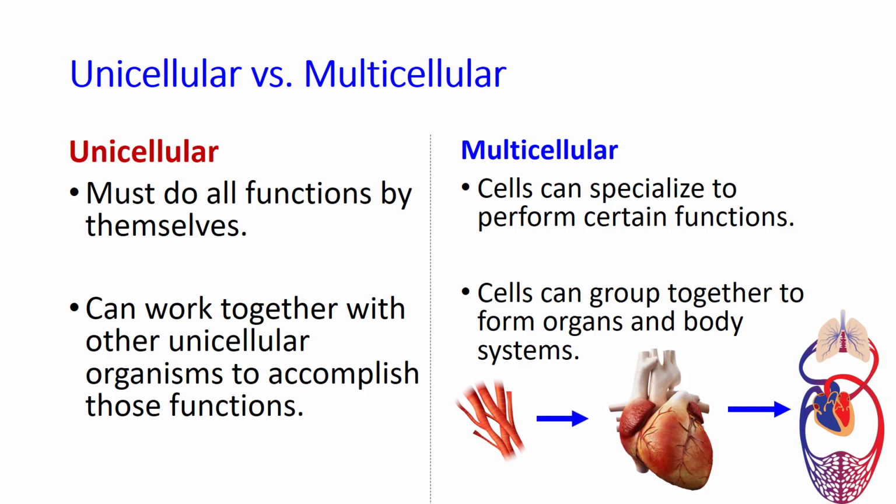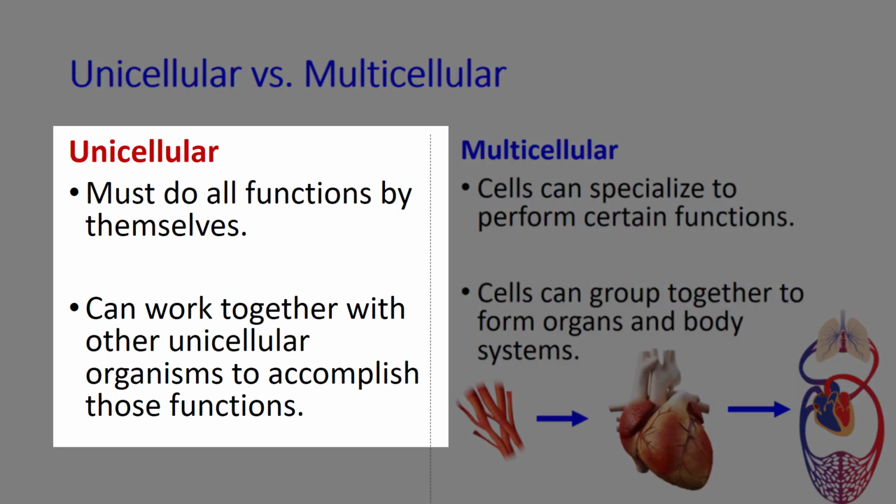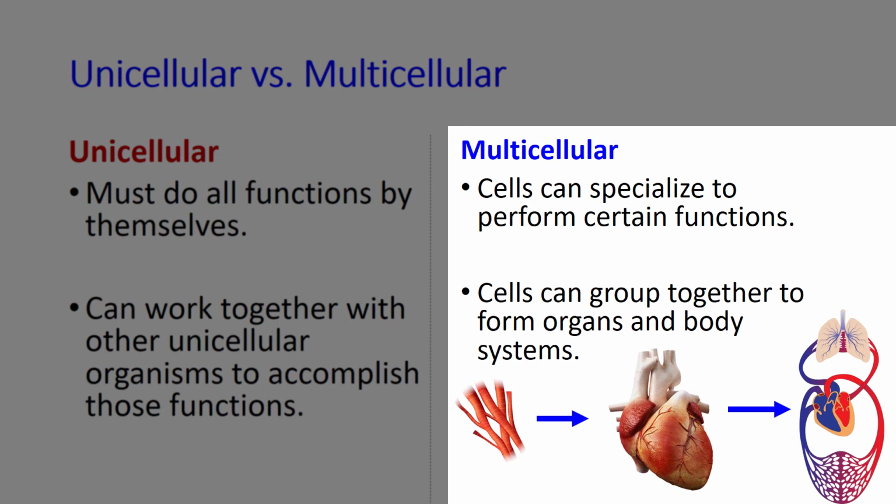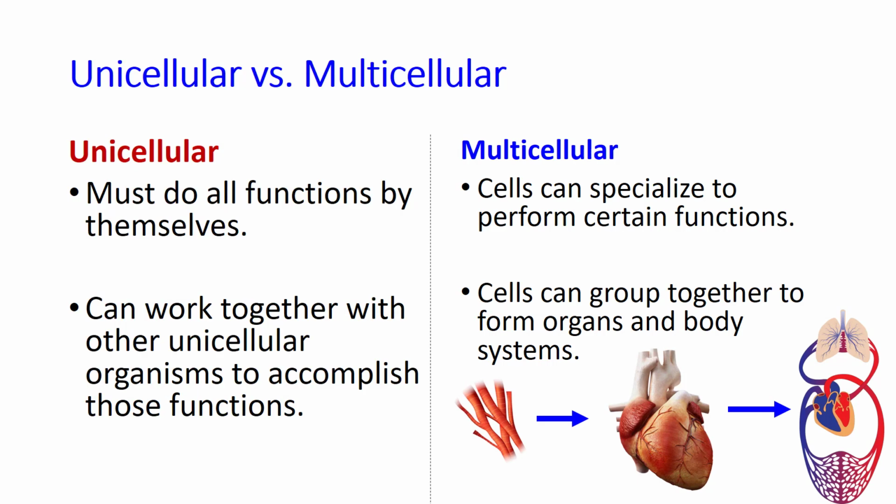So, the big picture here is unicellular organisms have to do all the functions themselves, but they end up working together to accomplish those functions. And in multicellular organisms, the cells specialize to do those functions, and then when those cells group together, that's when they become more efficient to form tissues and organs and body systems, and those do much more complicated functions by working together.